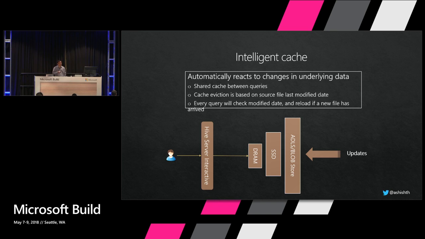Now, how does the cache get invalidated, or how do you evict the cache? By default, the policy is LIFO, last in, first out. But the caching policy is pluggable. So if you want to extend it and have your own policy, you definitely can do that.